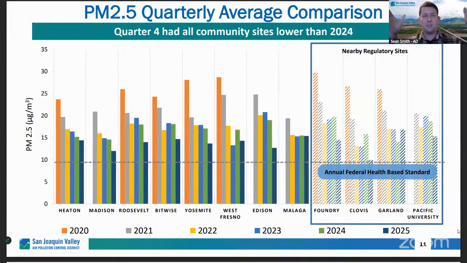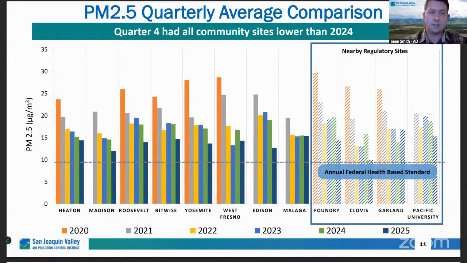So now that we've looked at the bird's eye view of the entire year, this slide is very similar, but instead of the entire year, it's just the quarter average comparison. And in Q4 of the Fresno sites, we had all community air monitoring sites lower than the previous year, which was 2024. And they're slowly getting closer to that annual federal health-based standard.